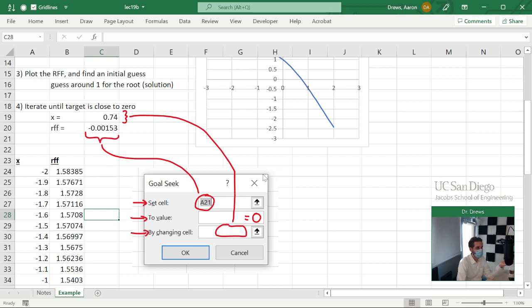So we want to set the root finding function equal to 0 by guessing x, by changing cell x, which in our case is cell C19. So I'm going to go ahead and do that. Like I said, on Twitch, you probably won't be able to see this, but I will put the results in there. I'm going to say set cell C20 to the value of 0 by changing cell C19, because that's our x, and then I'll click OK. Let me take a picture of that too.